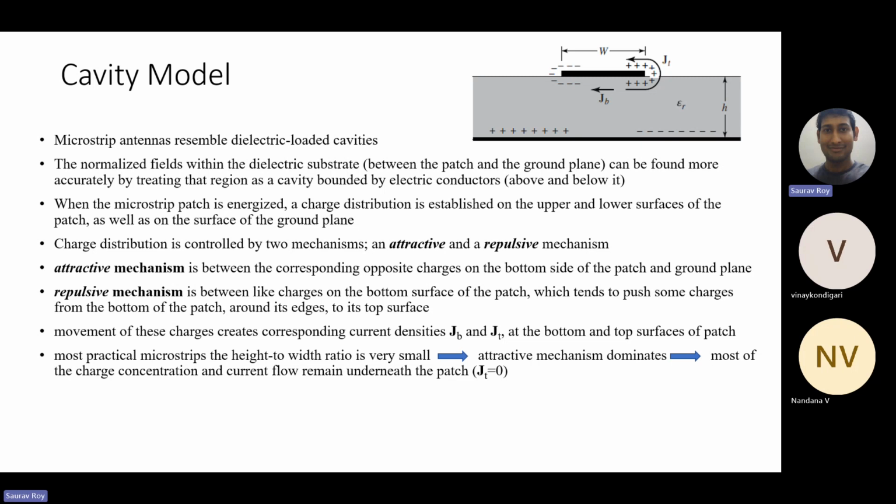Now it says that when the width of the patch or the height of the substrate is very small, J_T will be negligible. So mainly what will remain is J_B. J_B is the charge flow between different types of charges, happening because of the attractive mechanism. So that is why J_B is important. Remember, the main contribution of the charge flow is beneath the patch, between opposite charge layers.